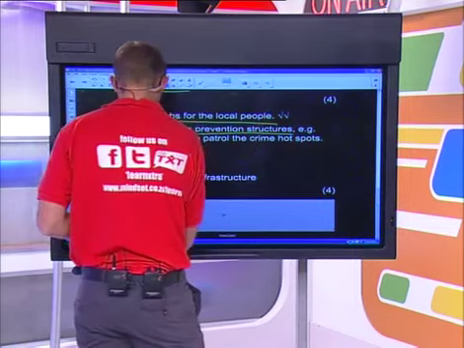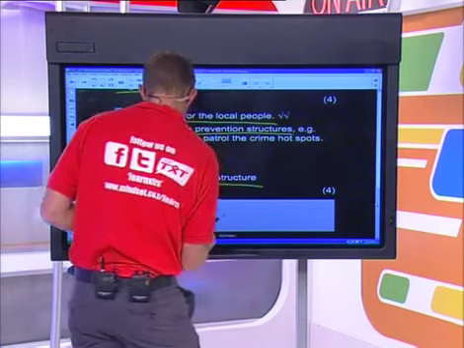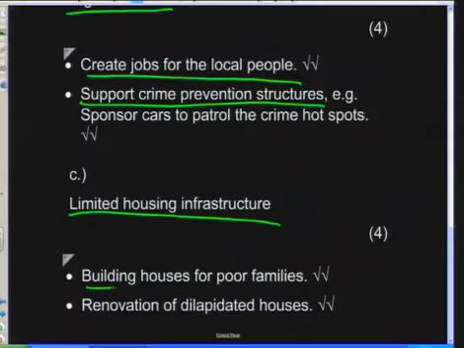Right, and then limited housing infrastructure. So what could they do? Building of houses for poor families, and renovation of dilapidated houses.